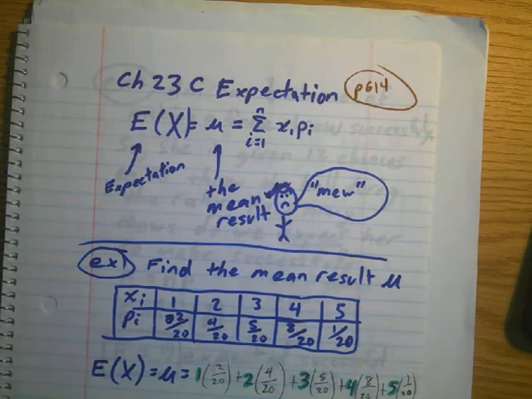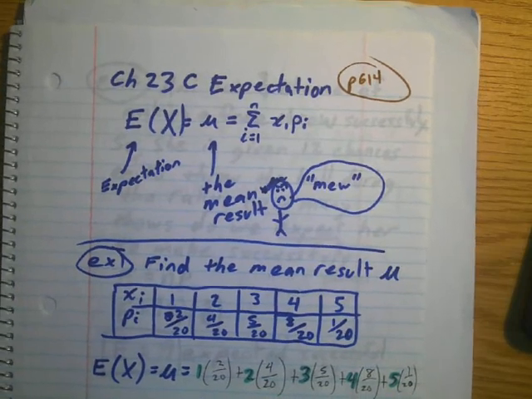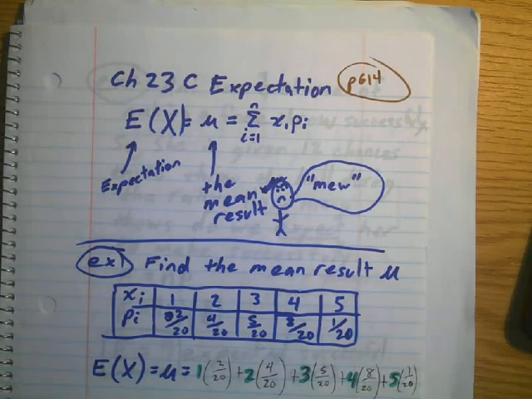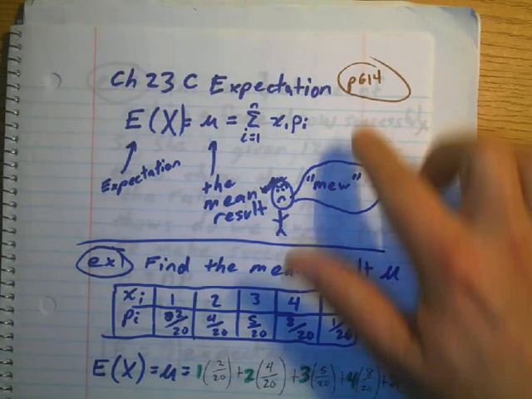Hello, Mustangs. These are the notes for Chapter 23C in your textbook on page 614. This section is called Expectation.